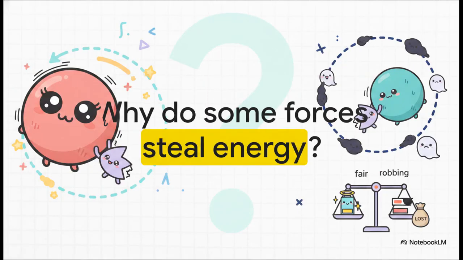So, picture this. You're pushing a heavy object in a massive circle, bringing it right back to the exact spot where you started. Now, sometimes the energy you put in perfectly balances out. You get it all back. But other times, that energy just vanishes. It's totally gone. Why does that happen? What's the mathematical signature that separates a fair, energy-preserving system from one that basically robs you blind?